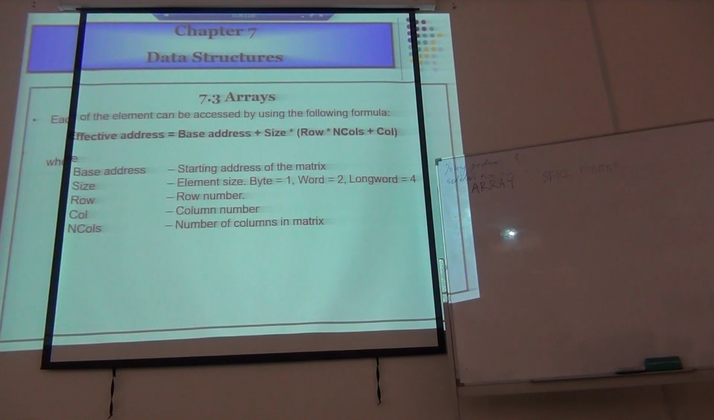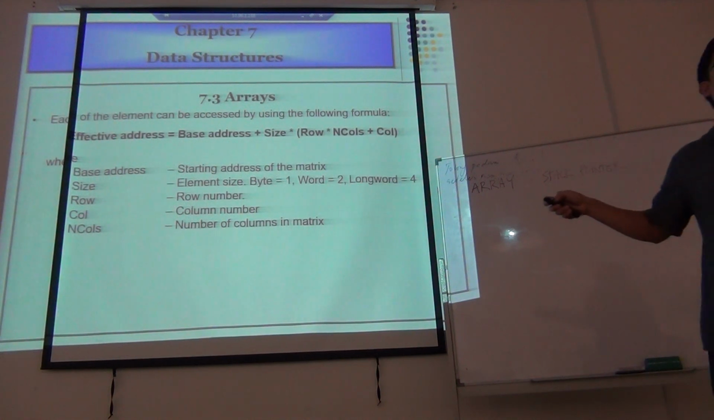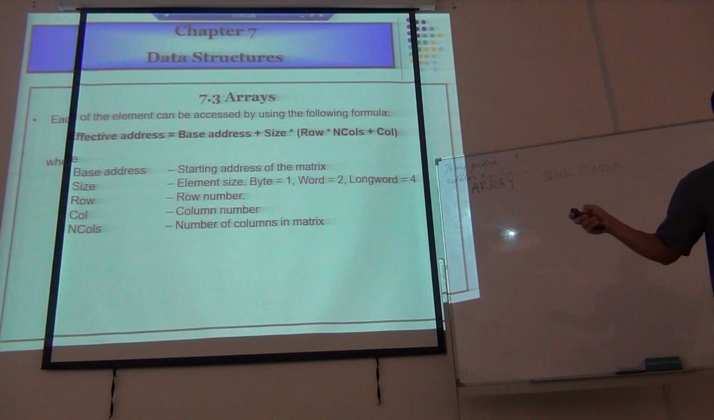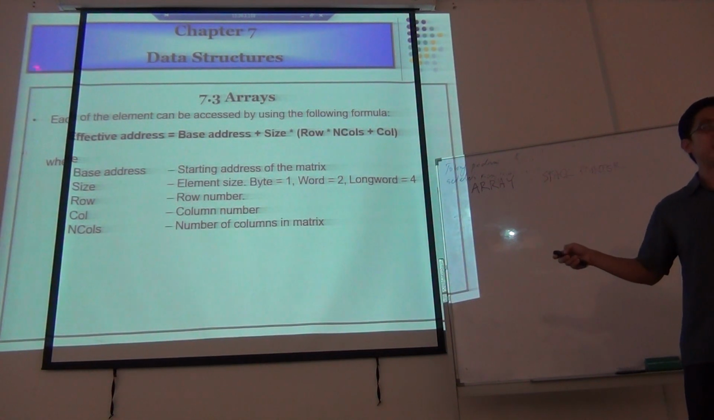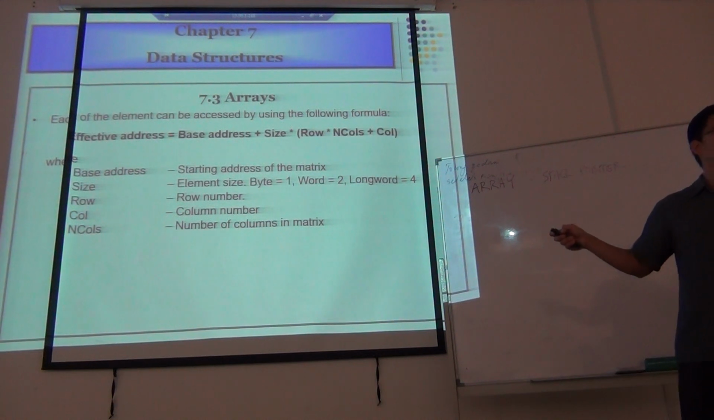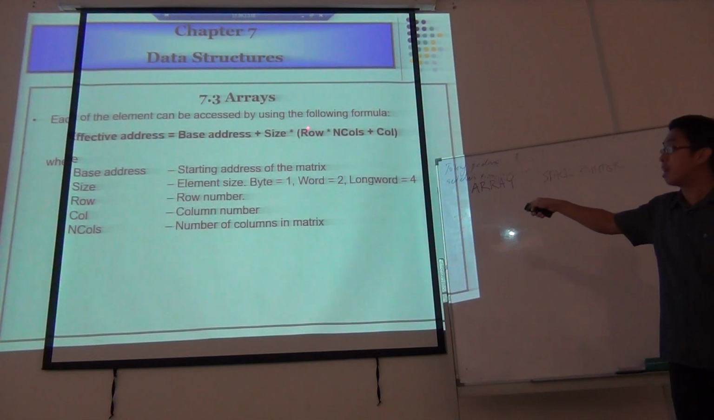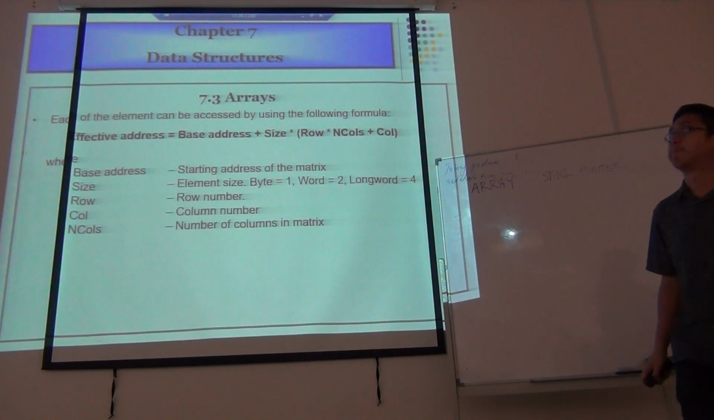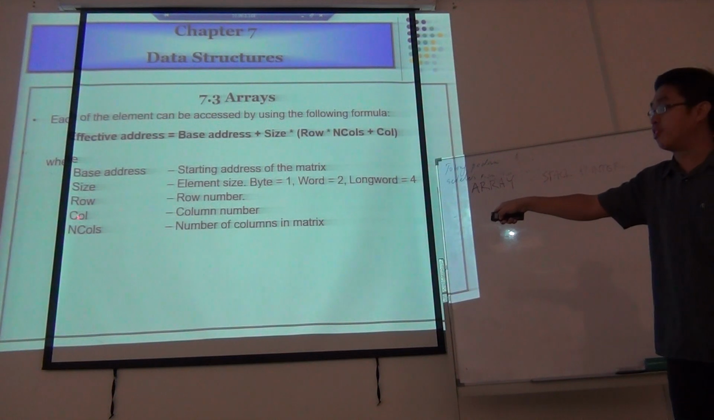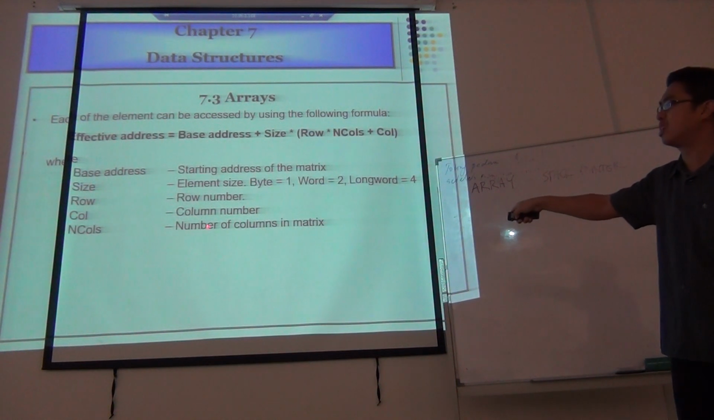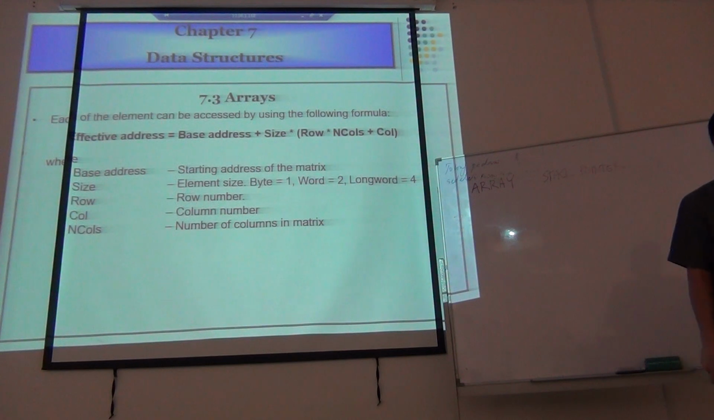The formula to get the effective address is different from the first one just now for the one-dimensional. You also may need to remember this formula. So the effective address is equivalent to base address plus size times the whole thing in this one first, and then you can times this one. Again, the size is this one. Row and column will be given, and the n columns also should be given in the question. So let's look at the example.